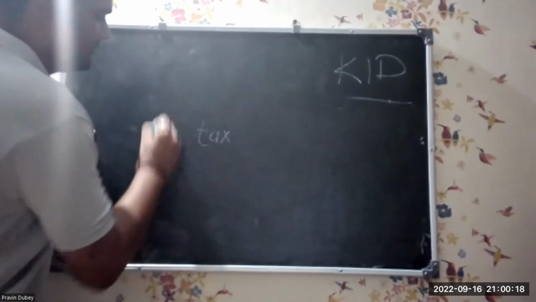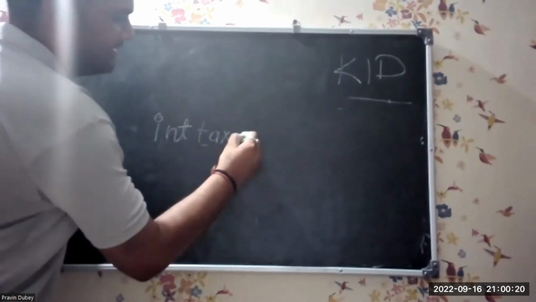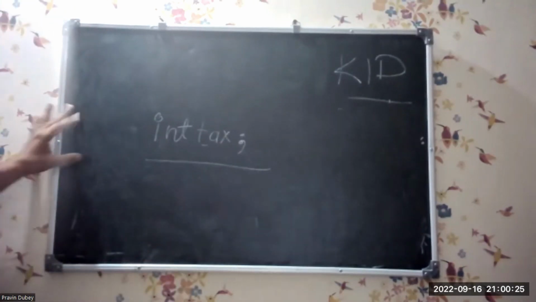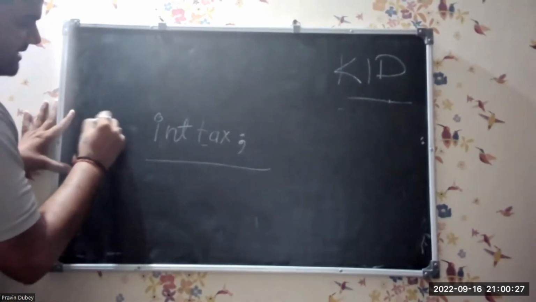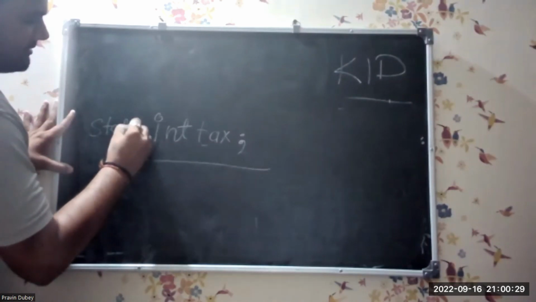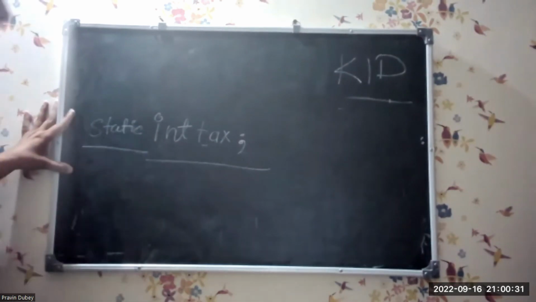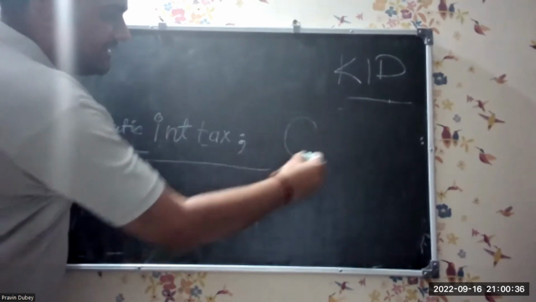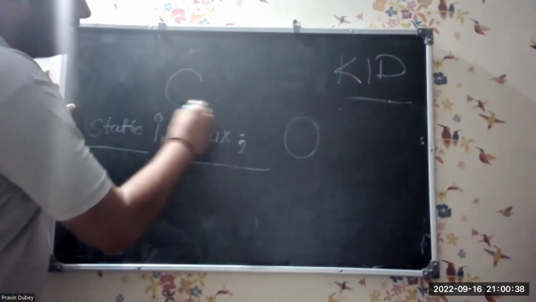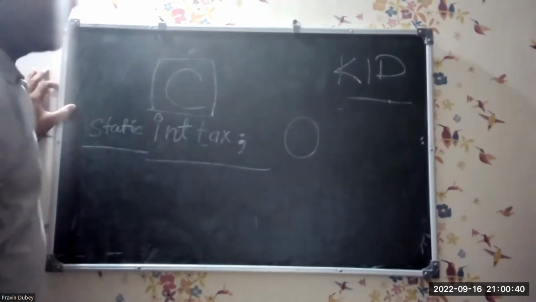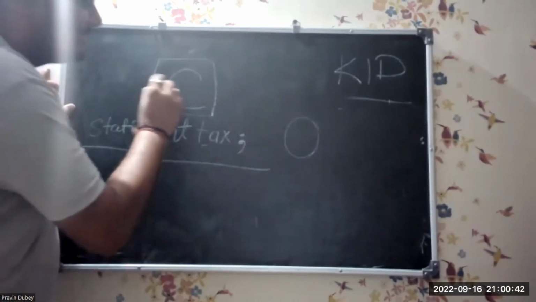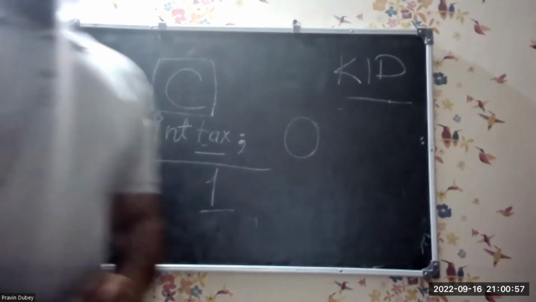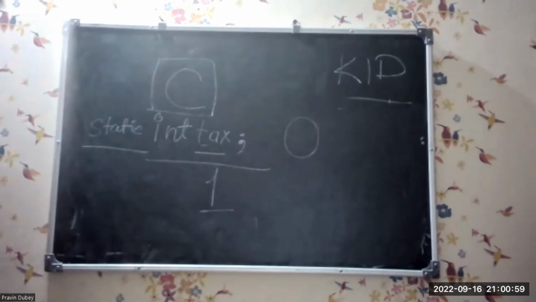Tax was a variable. If I have to create a variable, I declare a variable like this. But if I have to make it static, I just have to add static. That's it. Now, instead of sitting on an object level, it will sit on a class level. So for the entire class, there will be only one copy. The session is about to end. One tricky question.